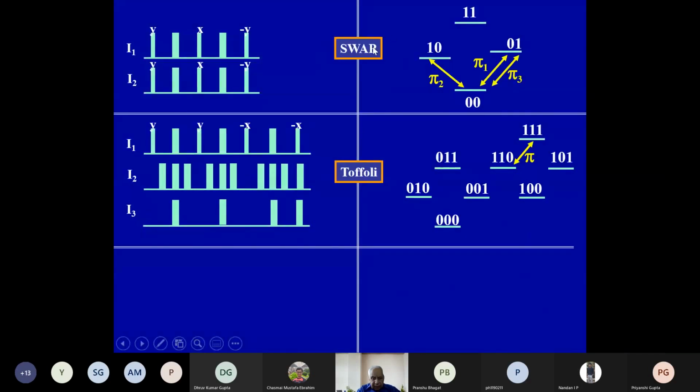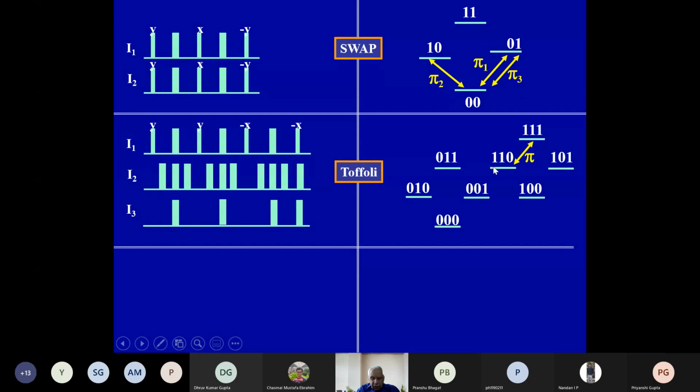Swap gate is very interesting. It has so many pulses. These are pi pulses. These are pi by 2 pulses. Okay, thick and thin, and you have to do several pulses for swap operation. But here the swap operation using transition selective pulses is very straightforward. You apply pi pulse here, followed by pi pulse here. They are non-commuting, and then we interchange the population of these two levels.